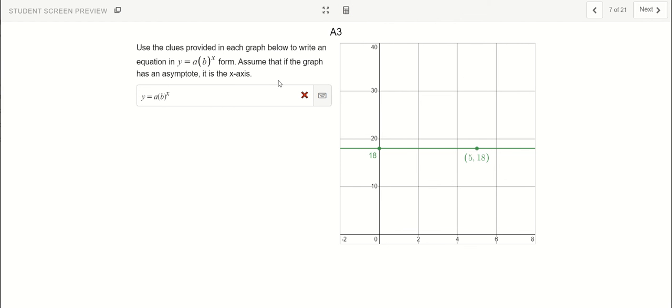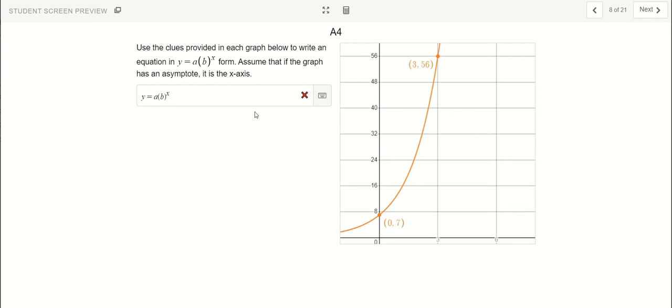Okay. Here, for this next one, we're starting at 18, so our initial value is 18. And the way I keep a straight line is that I can keep multiplying by times 1. So if I keep multiplying by times 1, times 1, times 1, it's going to make a straight line.